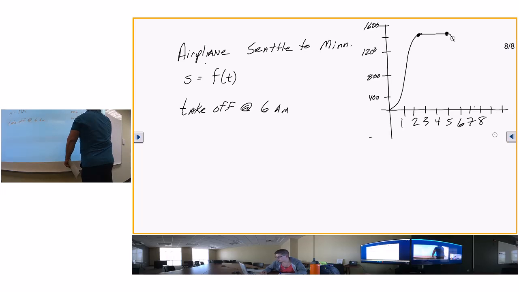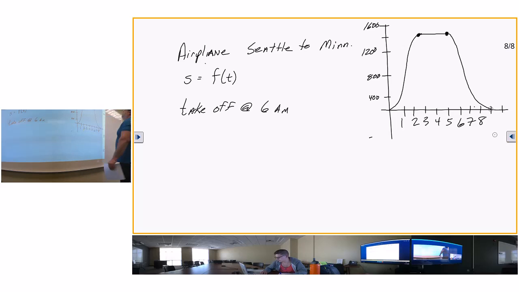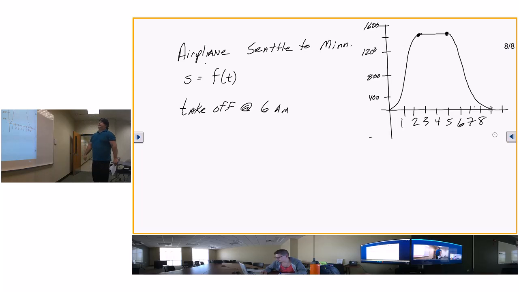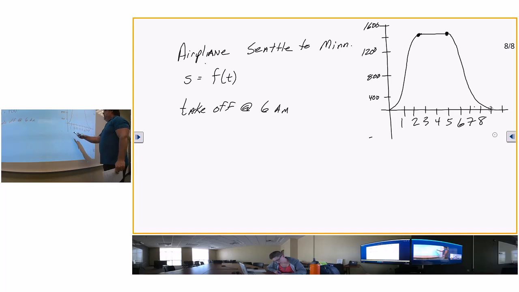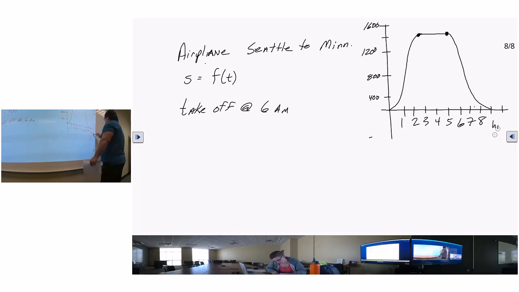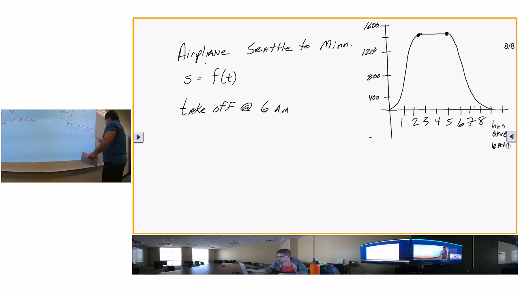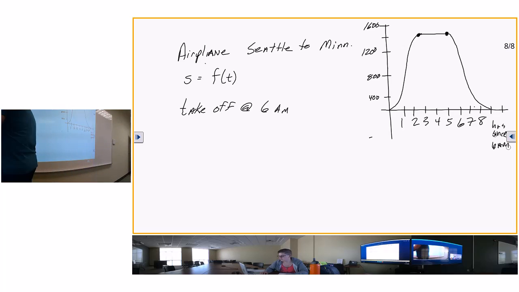Everybody got that? So the plane goes up. After 2 hours, it's up at a certain altitude, and then it levels out, and then it comes down. Okay? It's at 6 a.m. These are hours since 6 a.m. Everybody got that? Hours since 6 a.m.